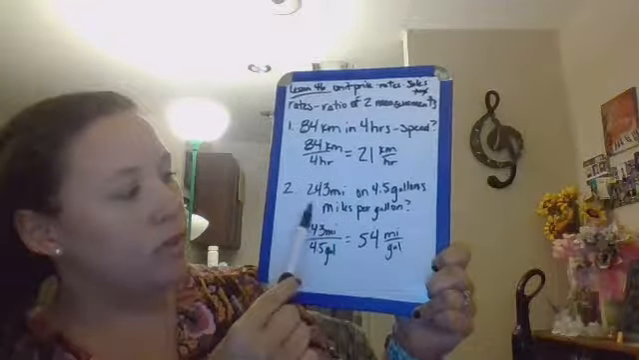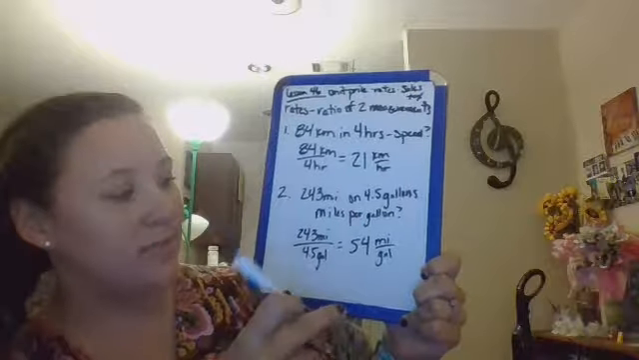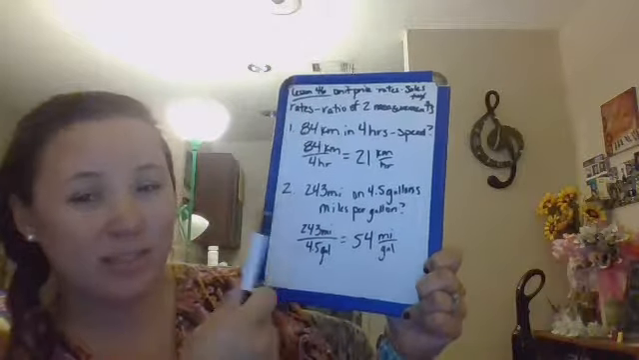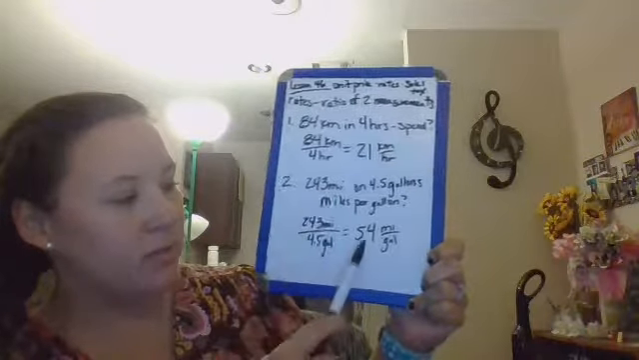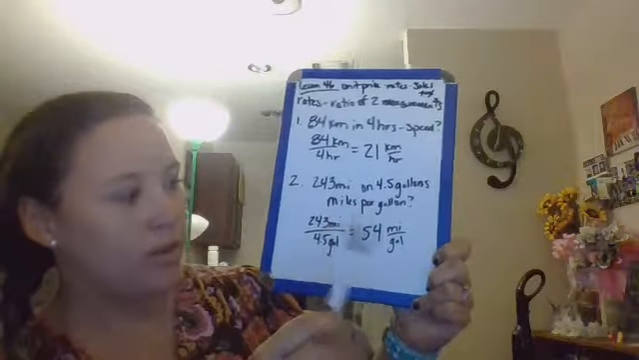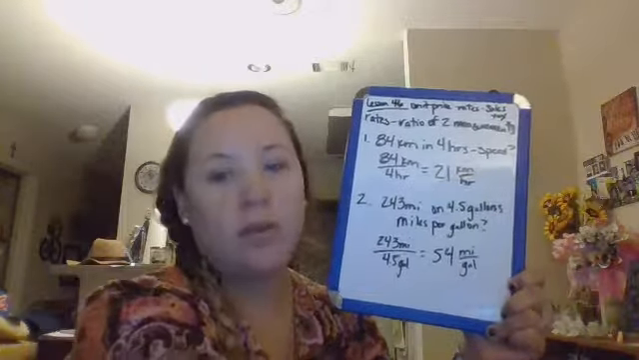We know that we went 243 miles. We used 4.5 gallons of gas. So how many miles did we get per gallon? So we have miles divided into our gallons. We got 54 miles per gallon. And that's rates. Our last is sales tax.